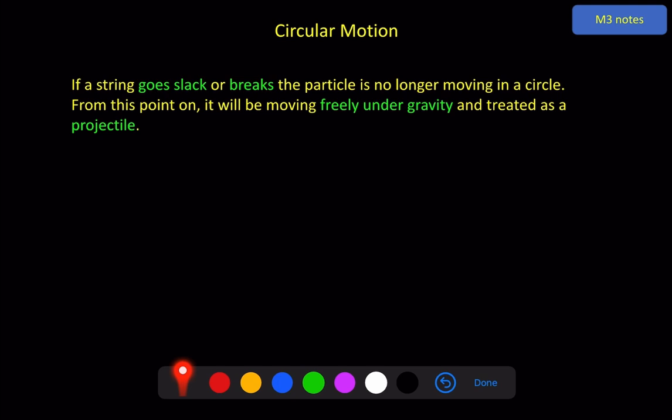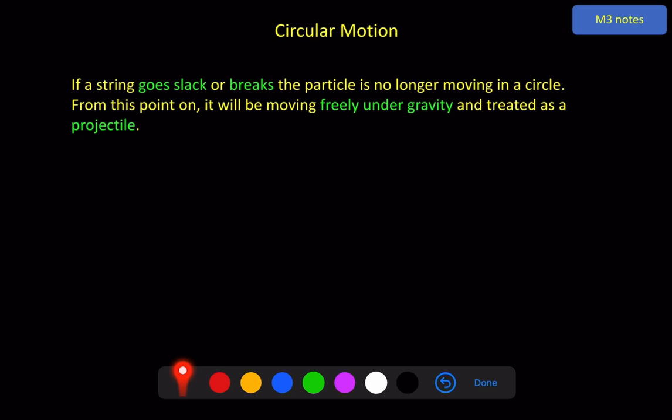One situation is if a string goes slack. Once it goes slack, there's no tension left, the particle is now moving freely under gravity. Another situation is if it breaks. If a string breaks as the particle is moving around in a circle, then it will go flying off. The starting velocity will equal the velocity at the point when the string breaks.